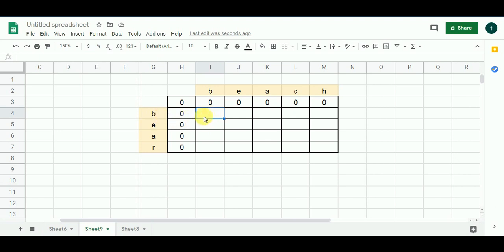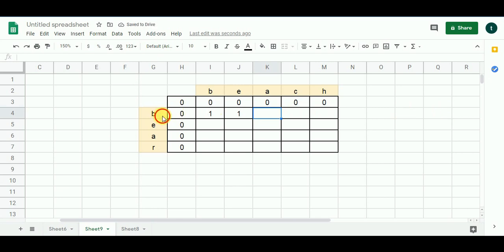We are going to compare this B with this B. These two characters match, so we go one step backward and add 1 to this 0. So I'll get 1 over here. Then let's compare this B with this E. They do not match, so I take the maximum value out of these two cells. The maximum value is 1, so I'll put 1 over here.